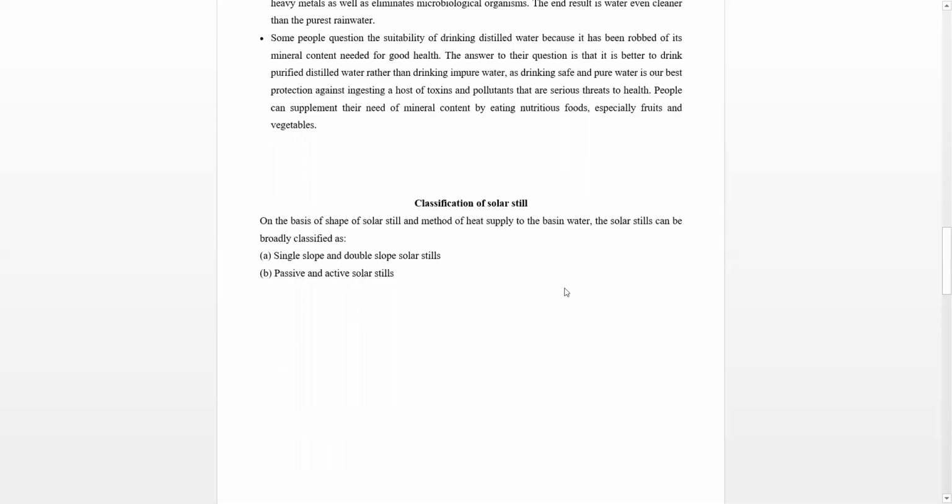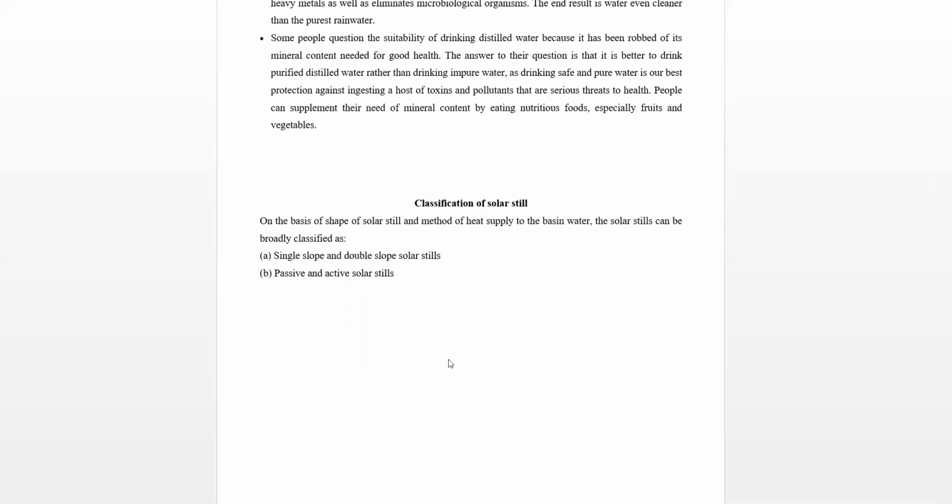Now, classification of solar stills on the basis of the shape of the solar still and the method of heat supply to the basin. The solar still can be broadly classified as single slope and double slope solar stills, and passive and active solar stills.